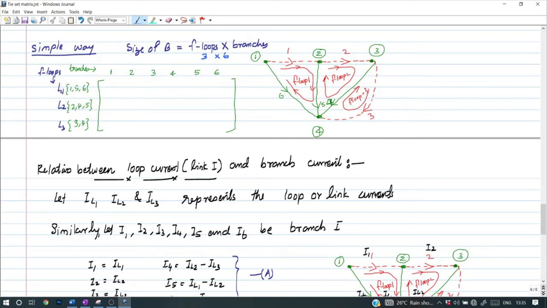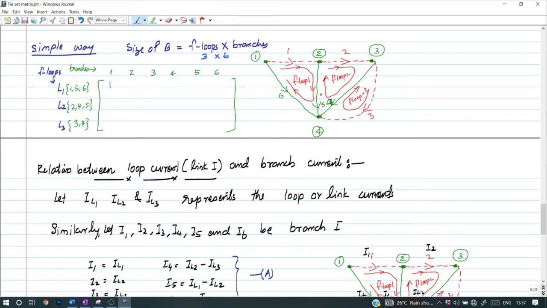And fundamental loop 1, we can call it as L1. Fundamental loop 2, we can call it as L2. Fundamental loop 3, we can call it as L3. So branches are columns and loops are rows. So let's consider fundamental loop 1. What are the branches involved in that? Branches 1, 5 and 6. So corresponding to branch 1, the L1 direction, the fundamental loop direction, and this direction are the same. So its entry is +1. Why? Because we took the fundamental loop direction based on this only. So its entry is by default 1.